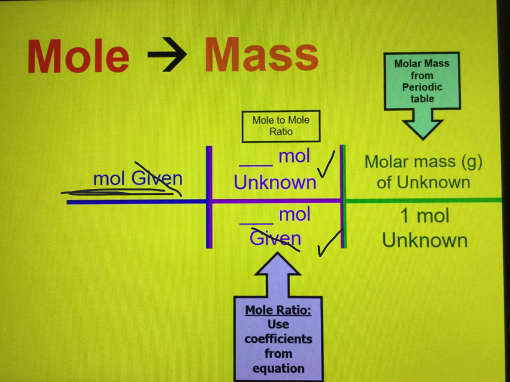Once you have the mole of the unknown, then it's just a simple moles going to grams problem, and you're going to have the 1 mole of what you're looking for and the molar mass on top. This will give you the grams of whatever compound you're looking for. Okay, let's go ahead and do an example.